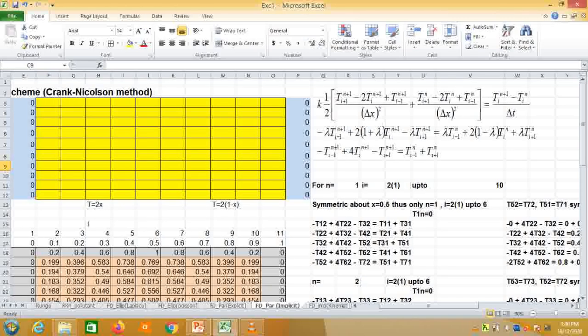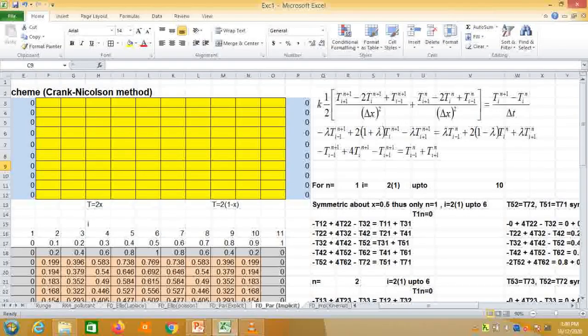So 1 plus 1 is 2, 2 times 2 is 4. So you do have this set of equations now here. And on the right side, 2 into 1 minus lambda, lambda is 1, so 1 minus 1 is 0, so that term would cancel out. So you do have this set of equations now, ultimately.